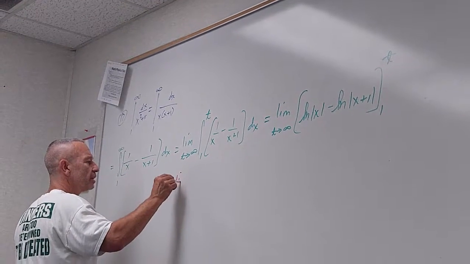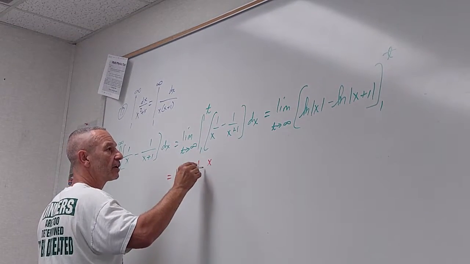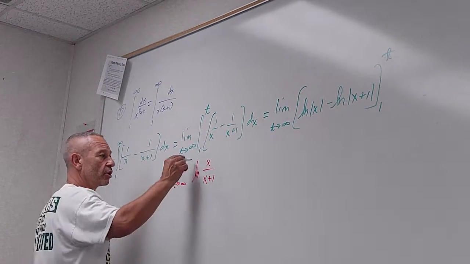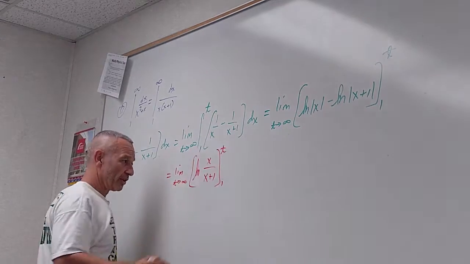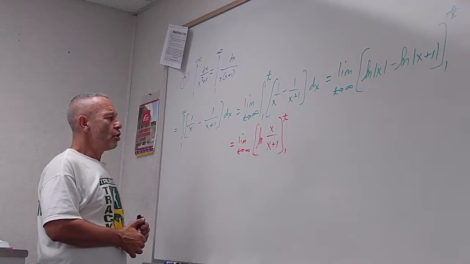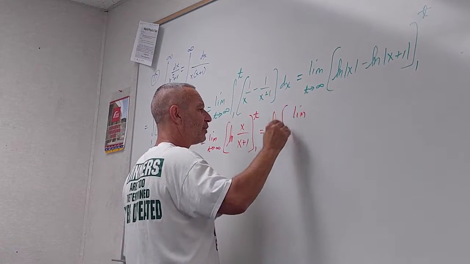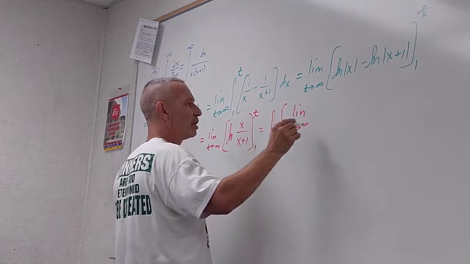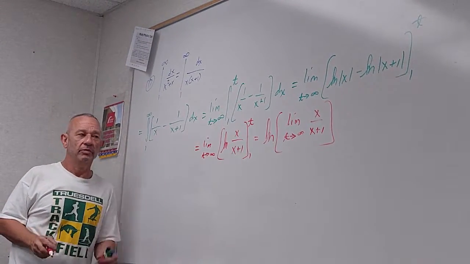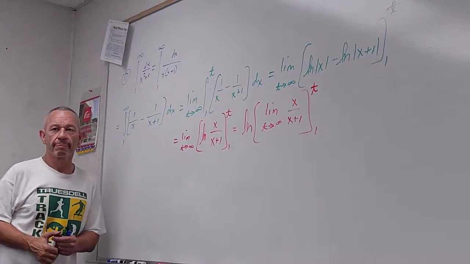And this is the limit as t goes to infinity of the ln of x over x plus 1, and I don't need the absolute values because we're going from 1 to t, and t is going to positive infinity, so everything's positive there. Well, this is the ln of the limit as t goes to infinity of x over x plus 1, as x is evaluated from 1 to t. Is that cool?